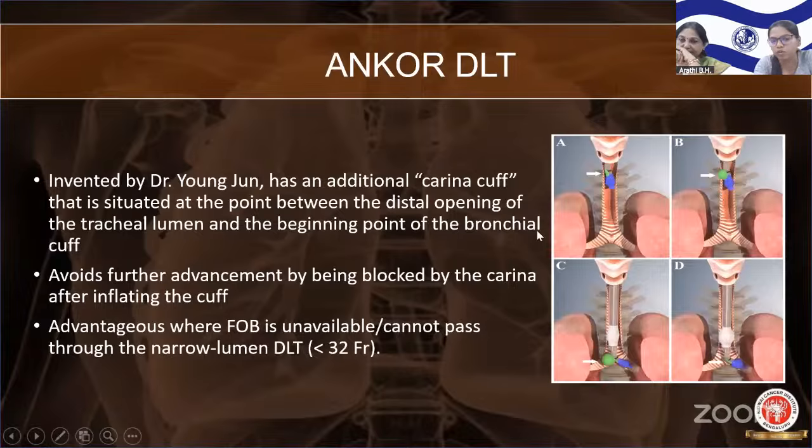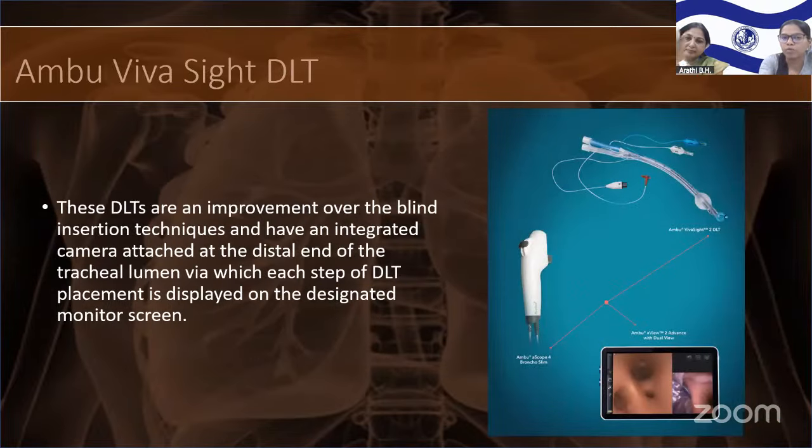It is most commonly used when the fiber optic bronchoscope is not available or the bronchoscope cannot pass through a narrow lumen DLT, that is, less than 32 French. The next is the Ambu VivaSight DLT, an improvement over the blind insertion technique. It has an integrated camera attached at the distal end of the tracheal lumen, so each step of the DLT placement is displayed on a specialized screen.